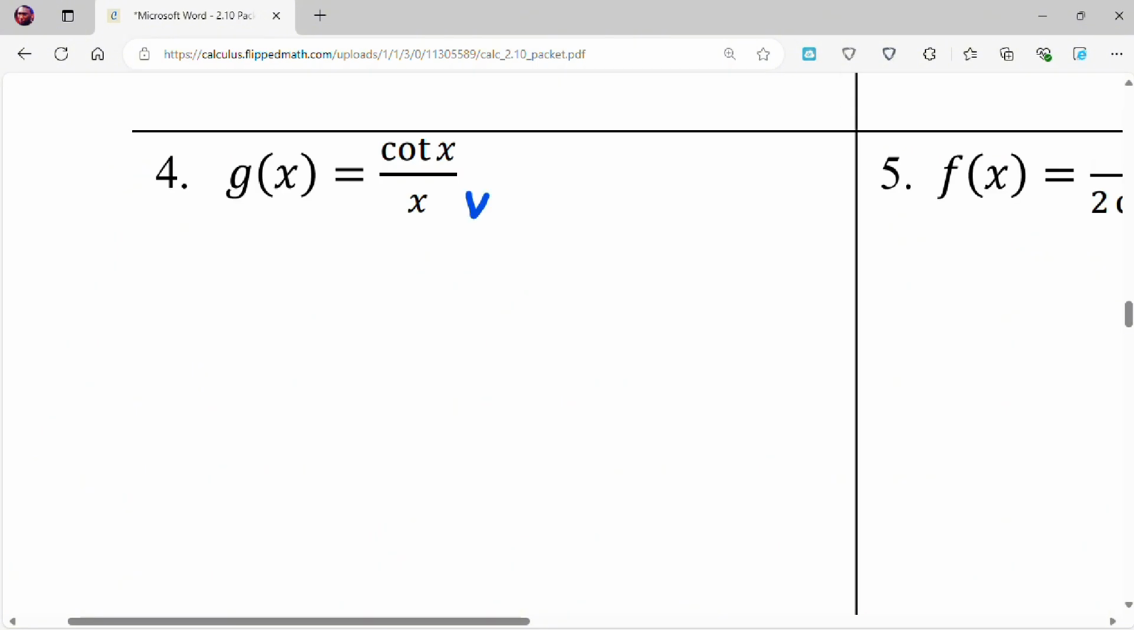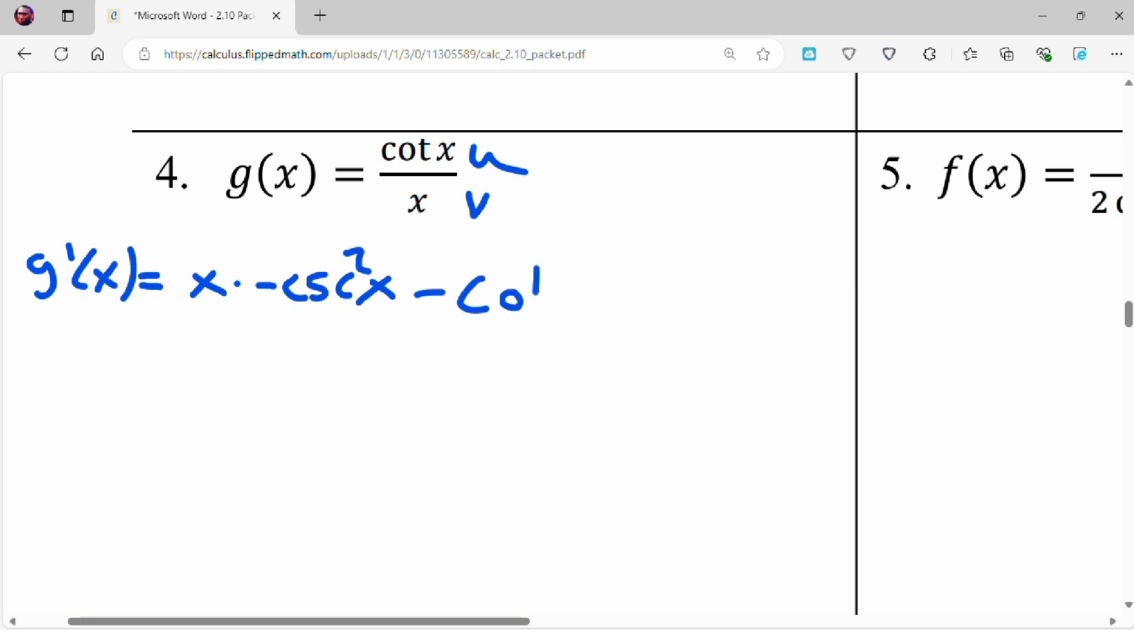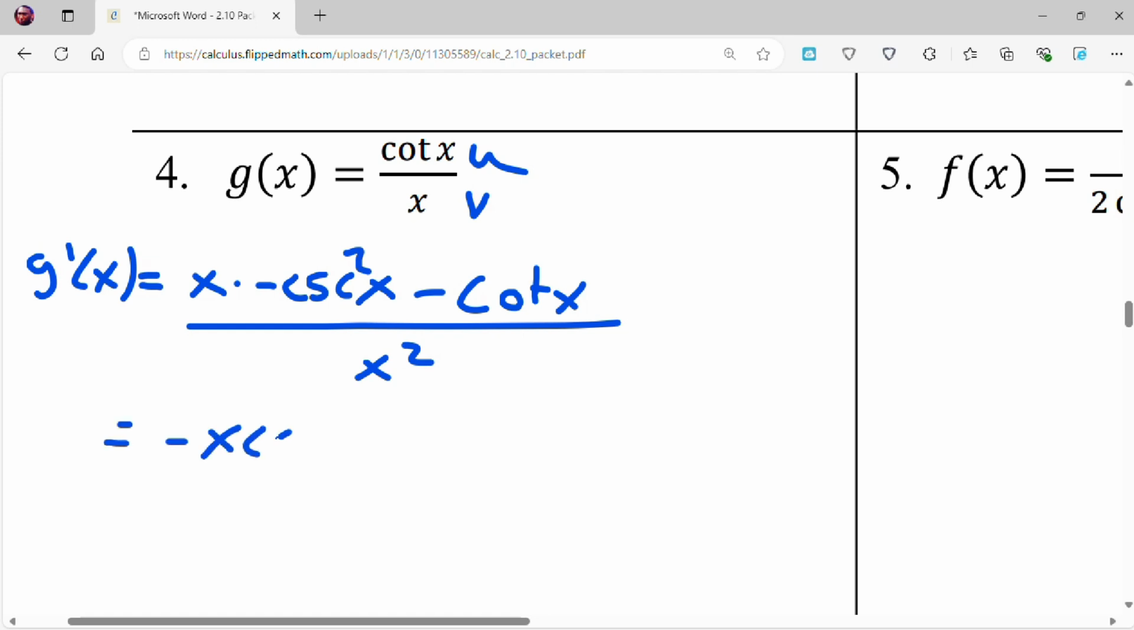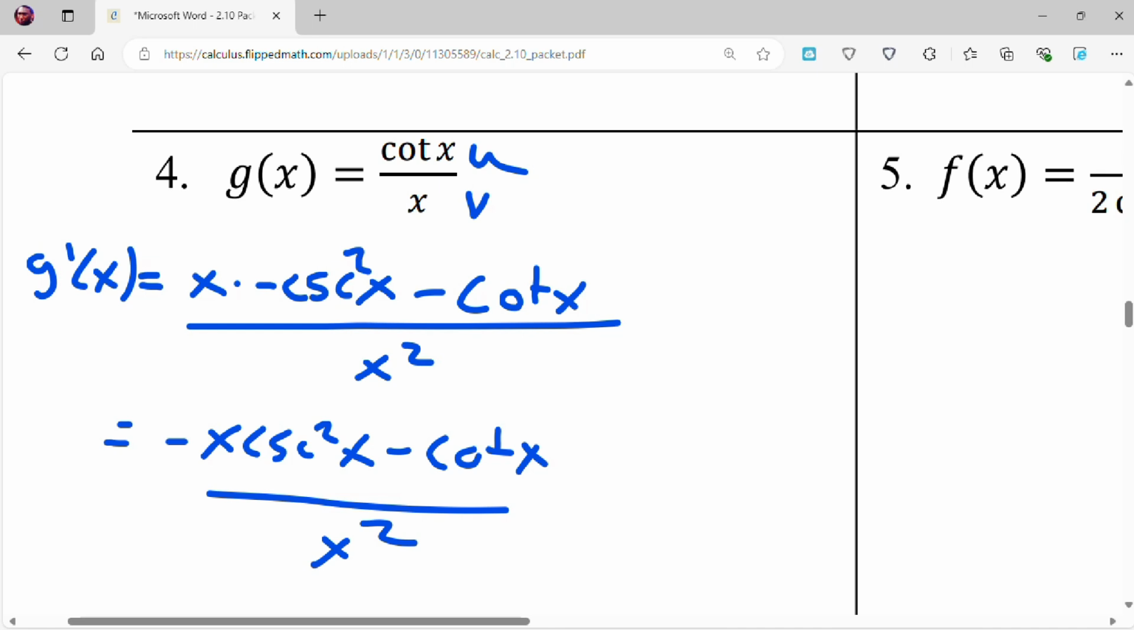Zoomed in a little so that I can make things a little bit neater. Okay, so it's a quotient rule problem. So g prime of x equals v u prime. Derivative of cotangent x is negative cosecant squared x, minus u times v prime, which is just 1 in this case, over x squared. So negative x cosecant squared x minus cotangent over x squared. Next problem.